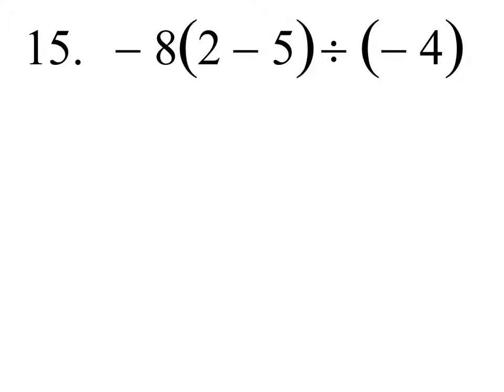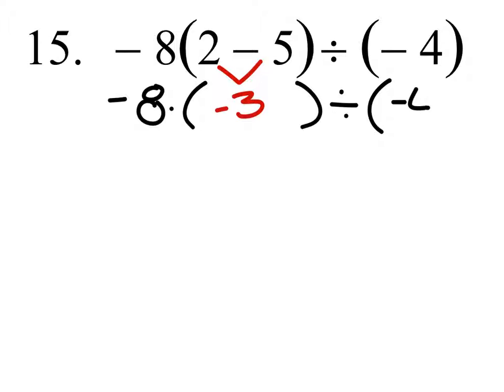So the parentheses first. 2 minus 5, that will combine to give us negative 3. So we got negative 8 times the negative 3 divided by negative 4. Now the only reason they're putting those negatives in parentheses is to differentiate between multiplication and division and subtraction. Because if I take this away and then that multiplication, it becomes negative 8 minus 3. So it's important to remember that this is still multiplication.